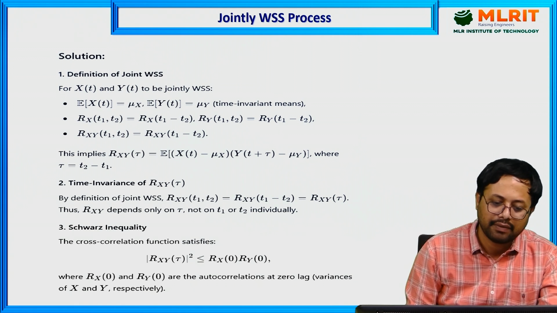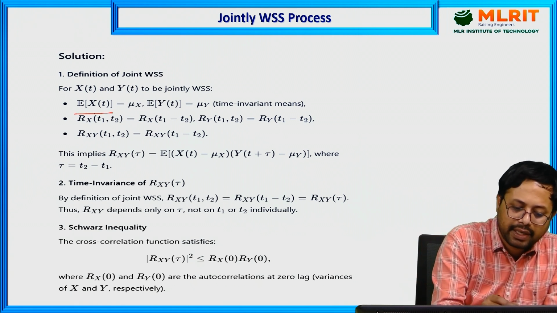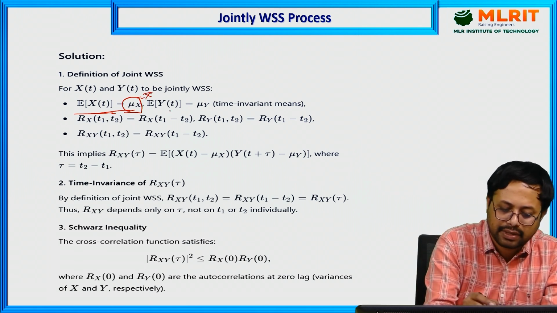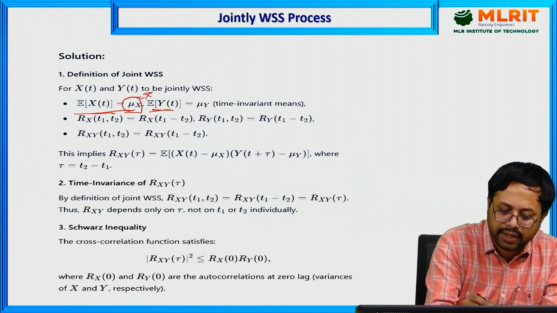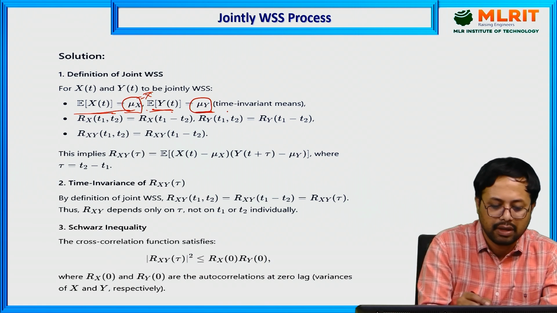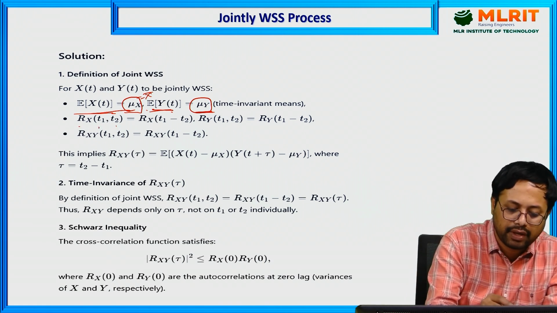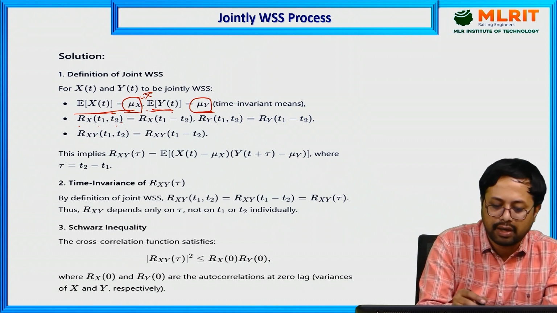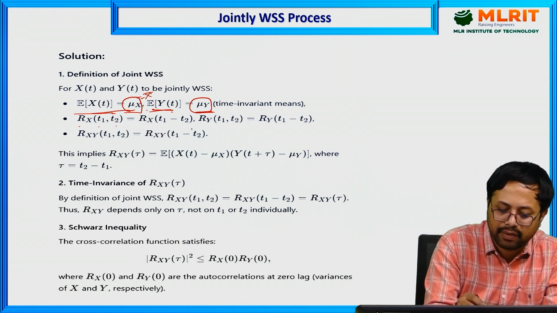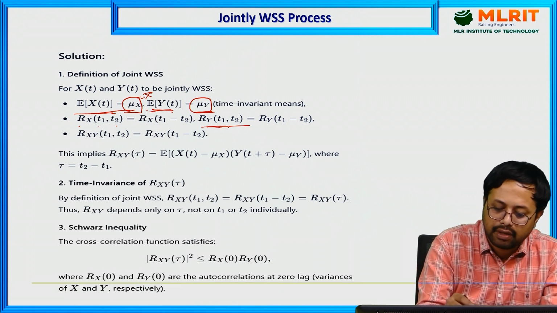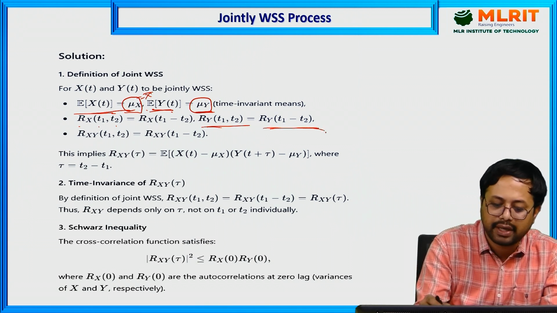They are given with the definitions: the expectation of x of t is equal to mu of x, or x bar, that is the mean, and the mean of x of t is constant. The expectation of y of t is equal to mu of y, which is also constant. Then Rx of t1 comma t2 represents the autocorrelation of x of t for the time instants t1 comma t2, or we can also call it the time difference, Rx of t1 minus t2. Similarly, the autocorrelation of y of t is Ry of t1 comma t2, or Ry of t1 minus t2.